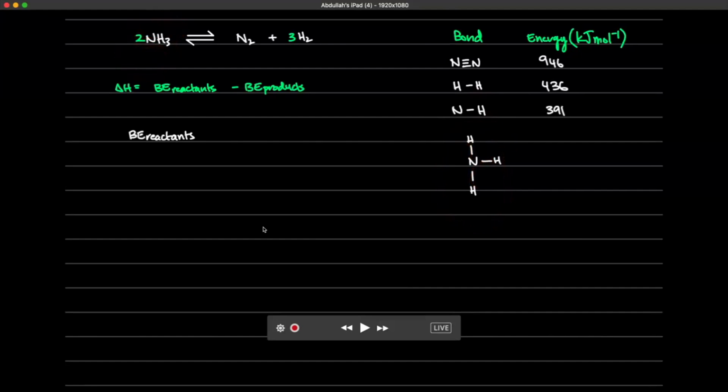So what will the reactants be? 6 times NH, right? Which is equal to 6 times 391. So what does this come to? 6 times 391 is 2346, right? 2346 kilojoules per mole. Okay. And then let's look at the products.